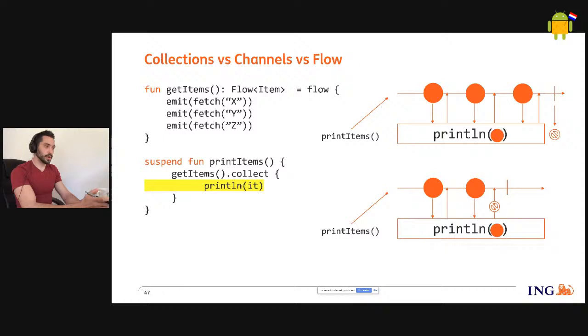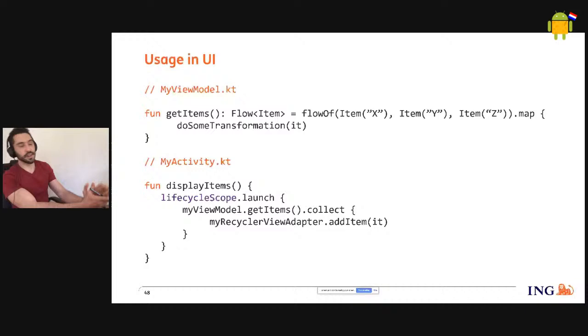And also, if we cancel the coroutine that's collecting, then the whole stream is canceled. While if we cancel a coroutine that is consuming a channel, the channel will not be disposed. It will still emit, will still continue doing some work. So this is kind of the main difference. So this is how we can use it in UI.